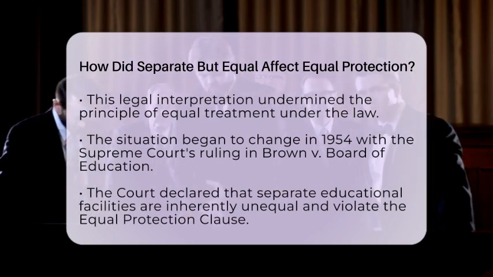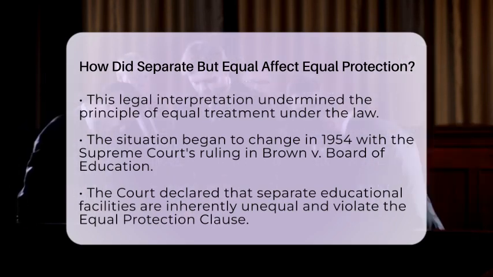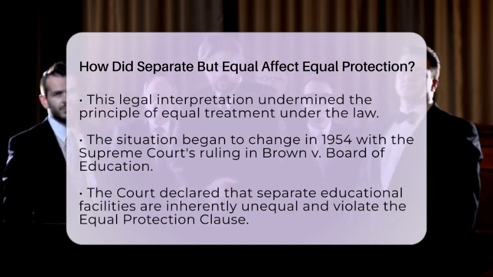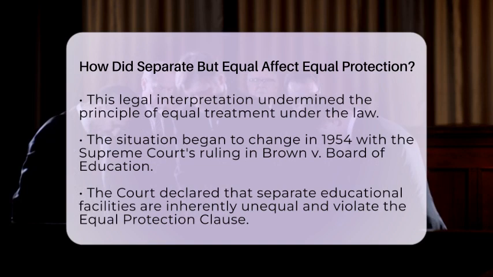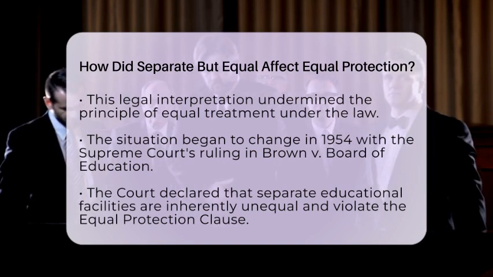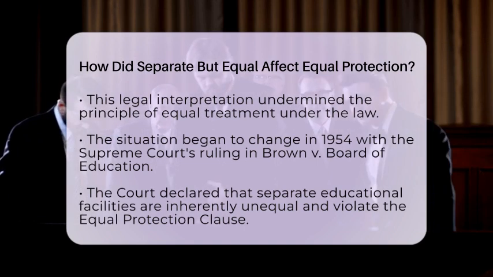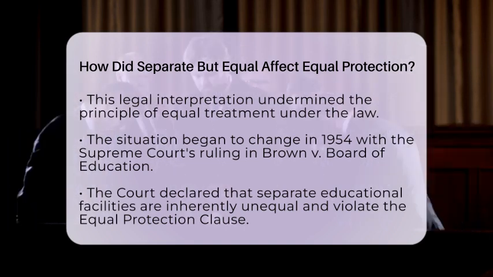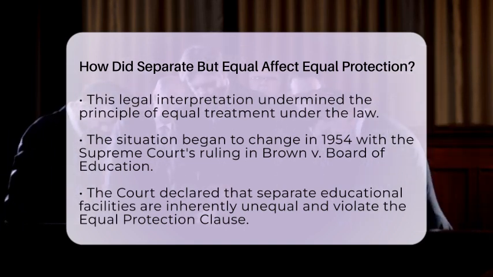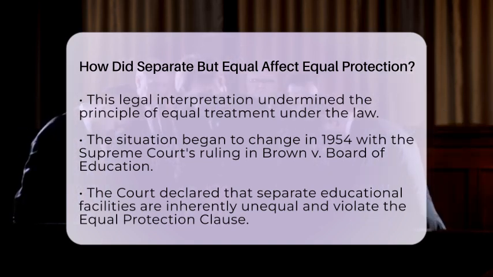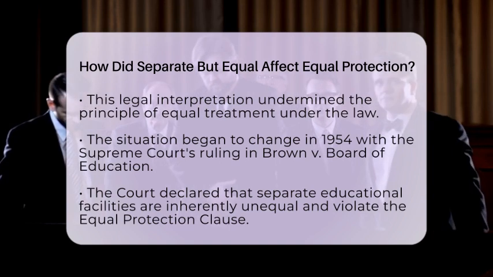The situation began to change in 1954 when the Supreme Court unanimously ruled in Brown v. Board of Education. The court declared that separate educational facilities are inherently unequal, stating that segregation in public schools violated the Equal Protection Clause. This landmark decision recognized that segregation itself created inequality and was unconstitutional.